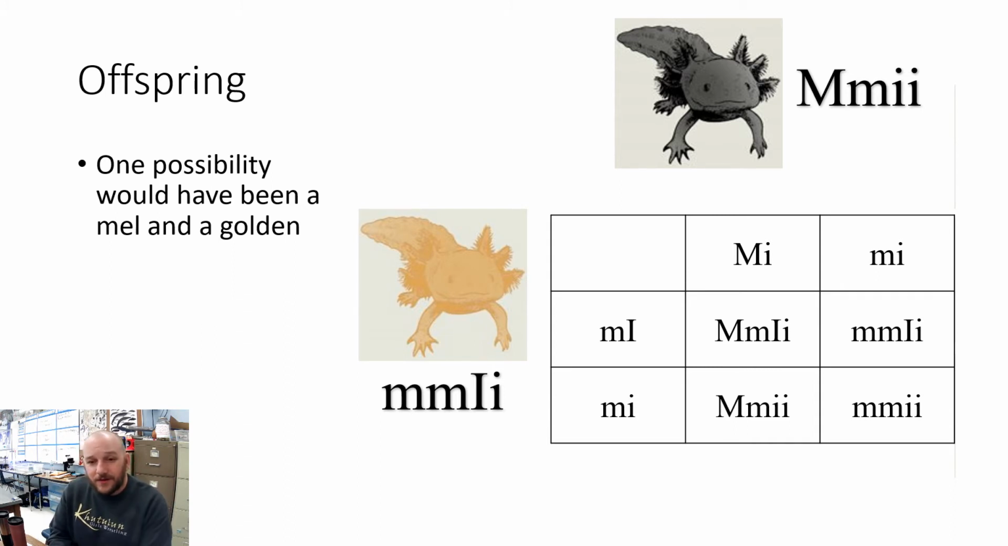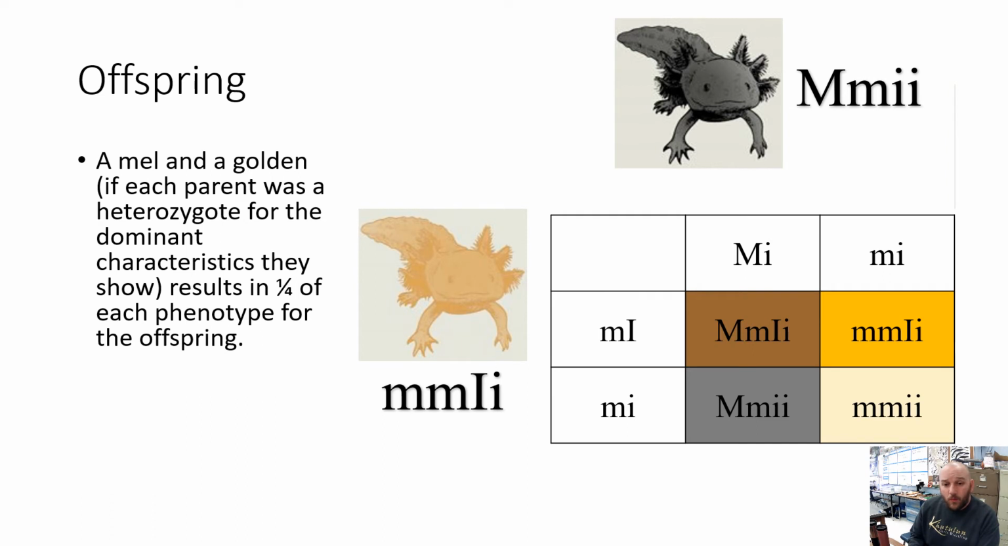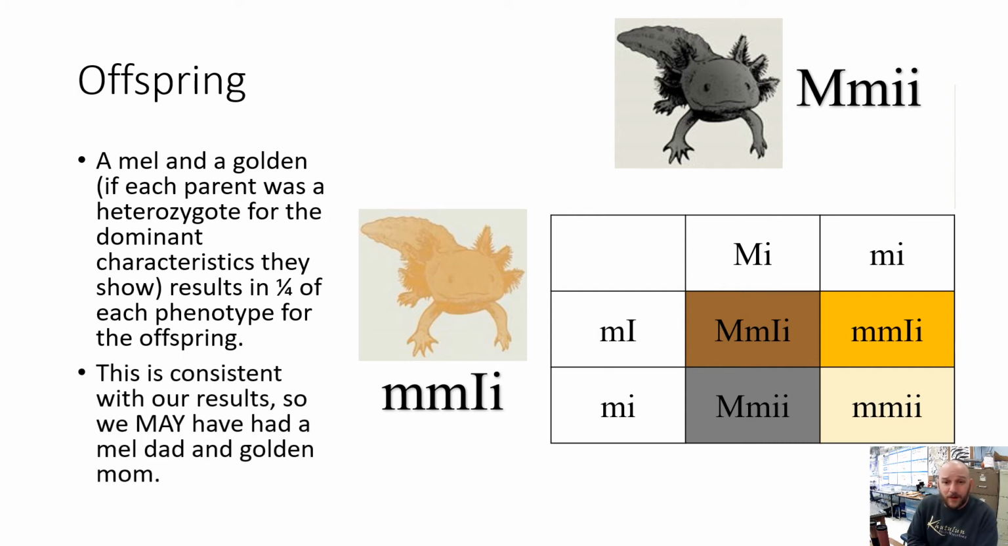And if we color code them a little bit, we see that this fits pretty much what we would expect. 1/4 of the offspring have a dominant allele for both, and therefore are wild types. 1/4 of them are dominant for melanin, but recessive for erythrophores, so they'd be melanistics. 1/4 of them recessive for the first, but dominant for the second, in other words, Goldens, and a quarter would be albinos. And this is consistent with what we saw. We had about equal numbers of each.